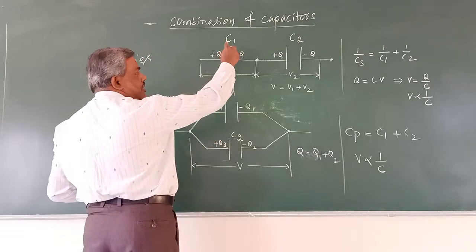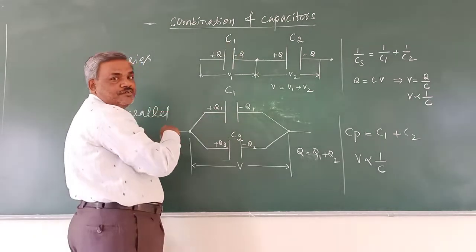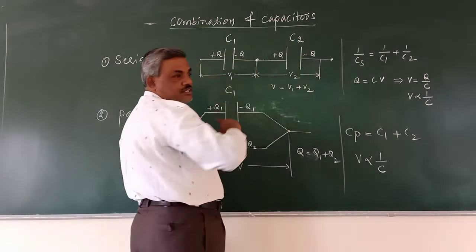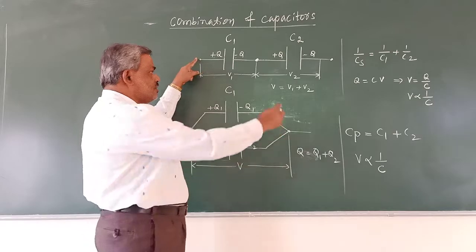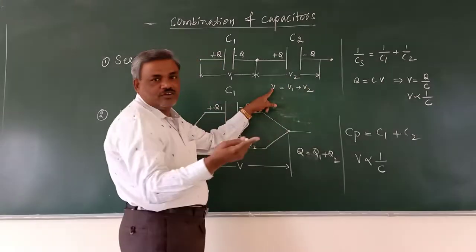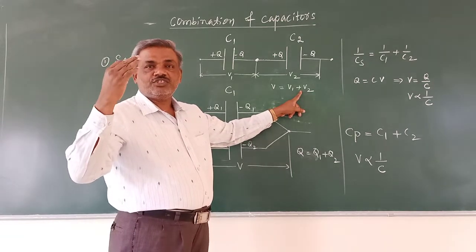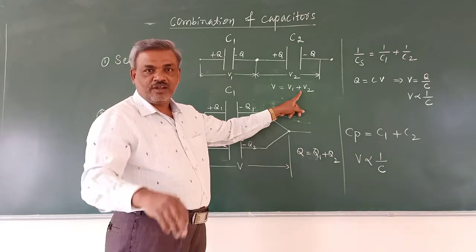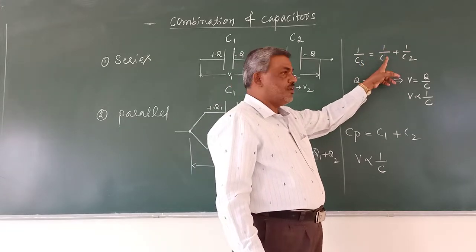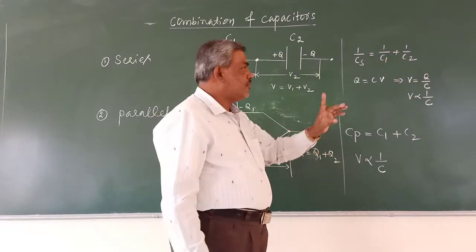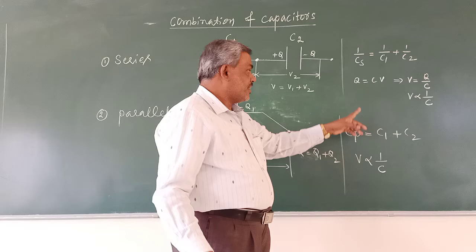Now V1 is the potential difference across the first capacitor C1. V2 is the potential difference across the second capacitor. So V equal to V1 plus V2. The potential difference across the combination is equal to the sum of the potential differences across each capacitor. This is a series combination of capacitors. The mathematical formula for series combination of capacitors: 1 by Cs equal to 1 by C1 plus 1 by C2. If C1 equal to 1 microfarad and C2 equal to 2 microfarad, you can calculate the effective capacitance.